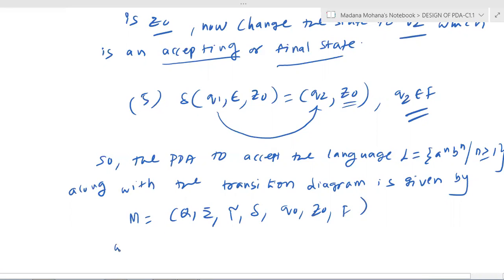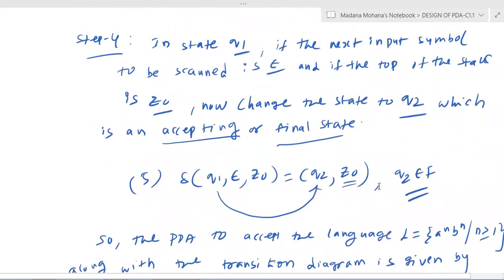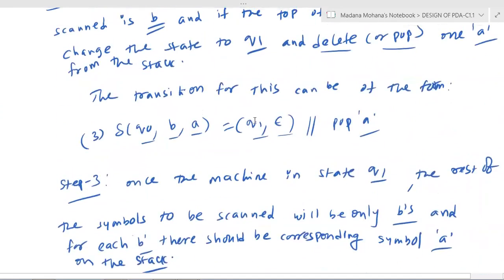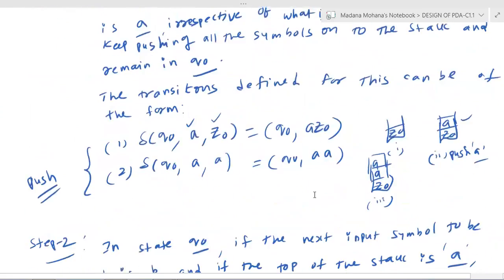Now list out all the tuples here. Q equal to, what are the states we considered in the transitions? Here we have taken Q0, then Q1, then Q2. Then sigma equal to the string consisting of A's and B's, so A comma B. Then tau equal to, that means after performing a transition, what the right side of the move contains. Right side you can see it contains Z naught, then it contains A. So the stack contains Z naught and A only.